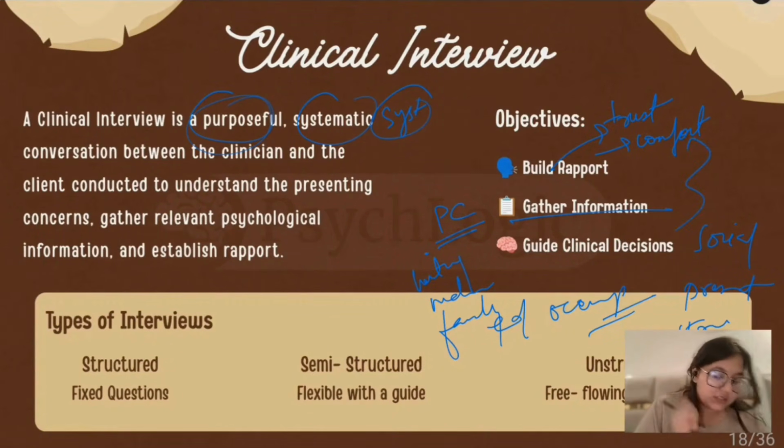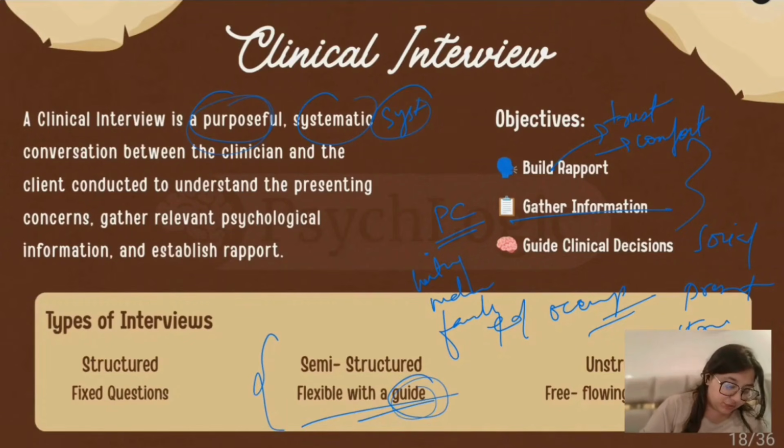And based on these things, that is what guides our clinical decisions that we'll take forward. Now, interviews could be of three types: structured interview, semi-structured interview, and unstructured interview. Structured interview, it's reliable, it's consistent, right? You have fixed questions that you're going to ask, especially beneficial when you have a large number of things to do, right? So it's efficient, it's fast, it's easy to do as well.